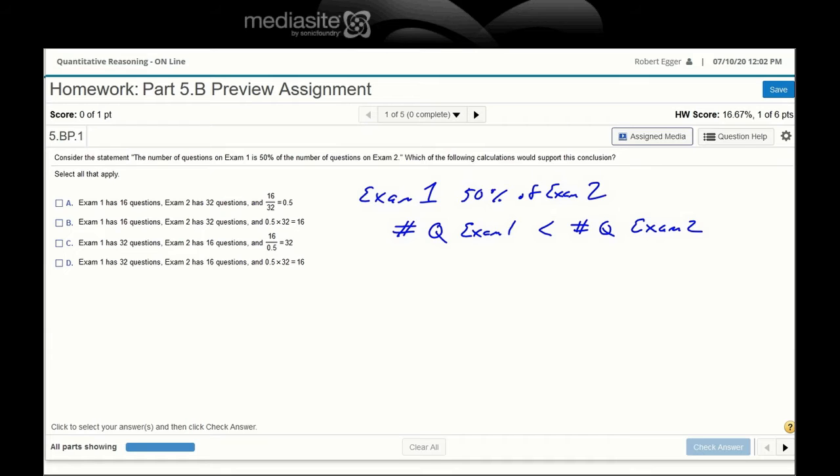So let's do elimination here. Exam 1 has 16, exam 2 has 32. Okay, 16 is less than 32, a possibility. Exam 1 has 16, exam 2 has 32. 16 is less than 32, possibilities. Exam 1 is 32, exam 2 is 16. 32 is greater than 16, so the next two we can rule out.